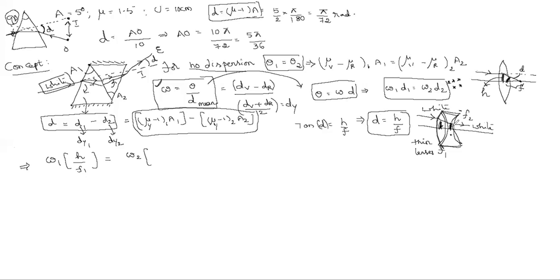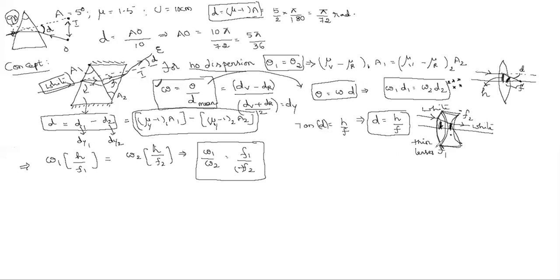H1 equals H2, so the second one is h by f2 only. Then omega 1 by omega 2 equals f1 by f2, and I put a negative sign here. Why? Because the second one is a concave lens, and the focal length I put as minus. So understood?